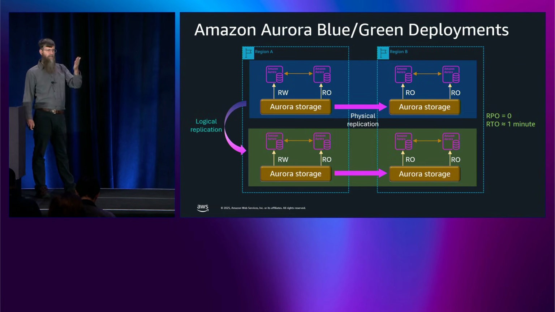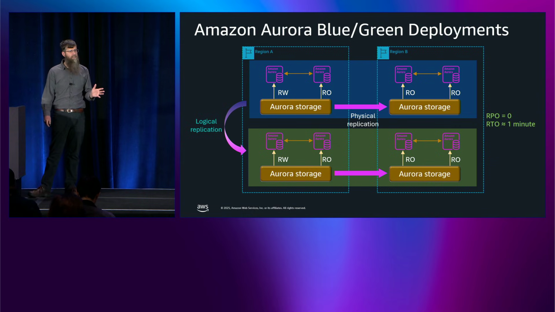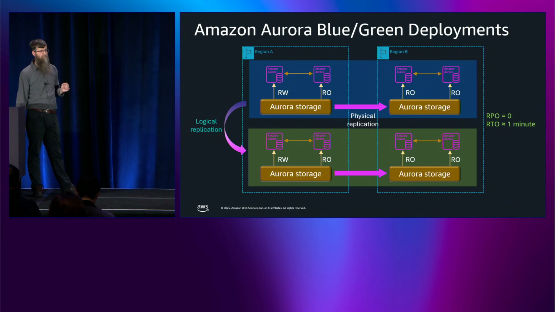Same idea, I make a green environment, I keep it in sync with logical replication, everything I just explained works the same way. We end up with an RPO of 0, we're not losing any data, and the RTO is about 1 minute, so our switchover time is about 1 minute. So the entire global cluster can do a major version upgrade and be managed that way. It's pretty new, and I encourage you to take a look.